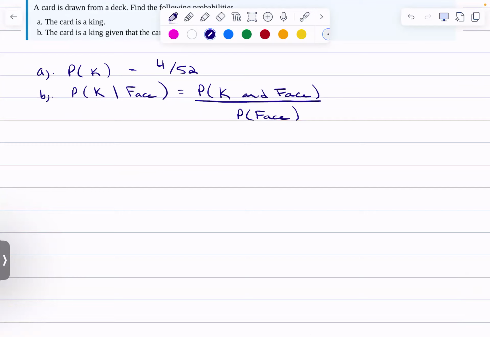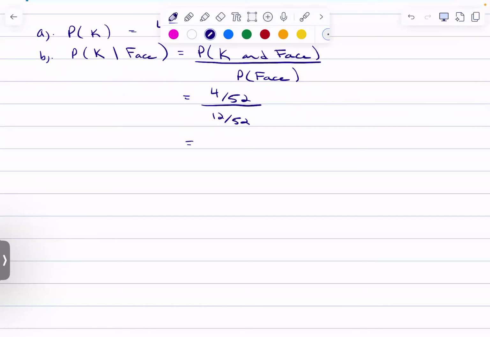Now, the probability of being a king and a face card, well, that's the same as being a king because all the kings are face cards, and so that's 4 out of 52. Divided by the probability of a face card, which is 12 over 52. And as we saw, those 52s cancel. Or you can use your calculator, right? 4 over 52 is a decimal, divided by 12 over 52 is also a decimal. You don't need to worry about the fractions, but you get 4 over 12.